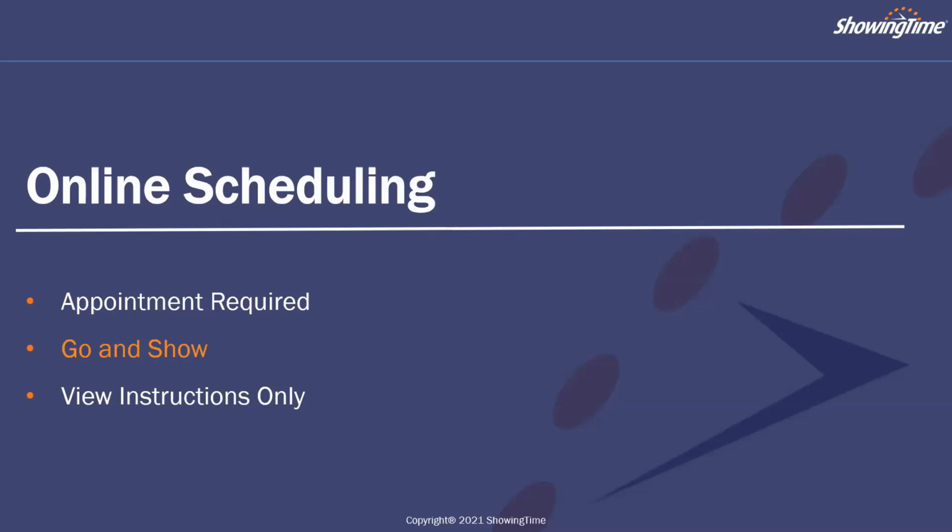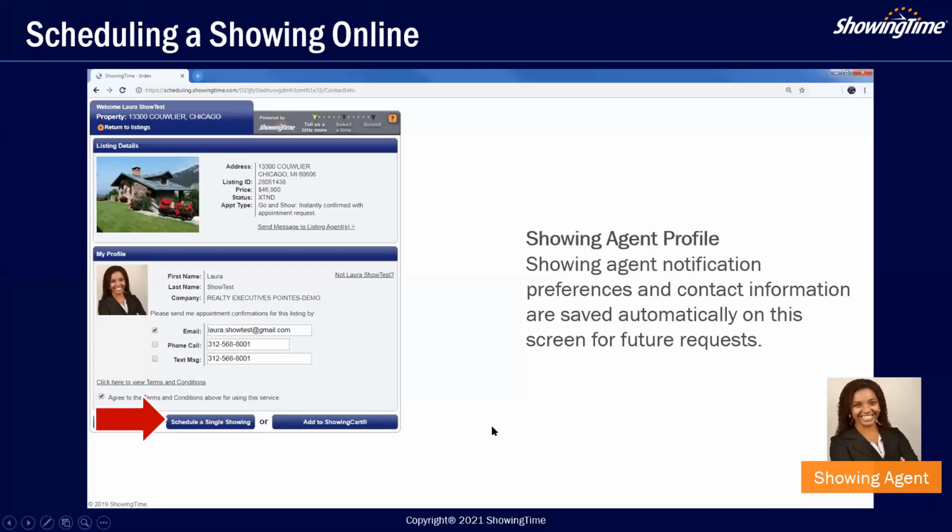Oh, great questions, actually. Thank you. Next, we're going to talk about Go and Show. As a listing agent, you can also configure your listings as a Go and Show. With a Go and Show, agents will still need to choose an available date and time to show the property. But once they do, those appointments will be confirmed automatically with no action on the listing agent's part. This setting is popular with vacant homes on lockbox. And the workflow here is, when a showing agent goes to schedule, they click the Schedule a Showing button on a listing.